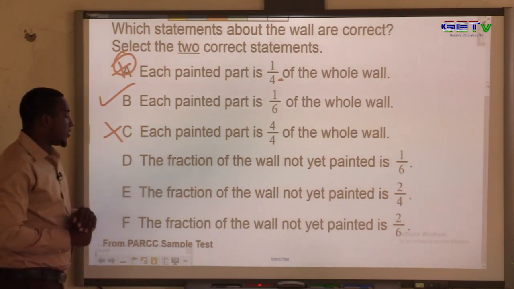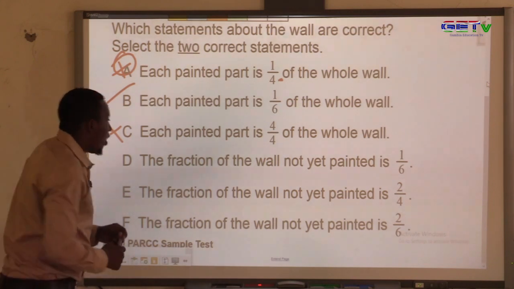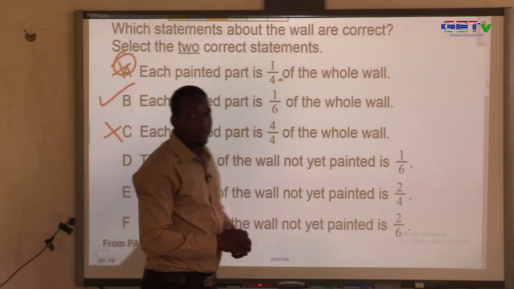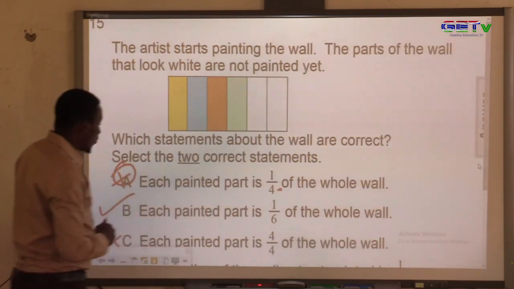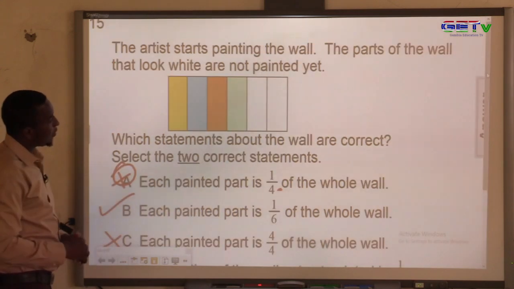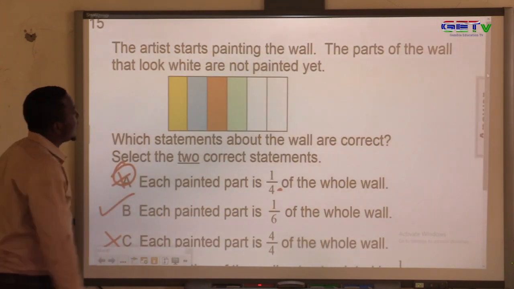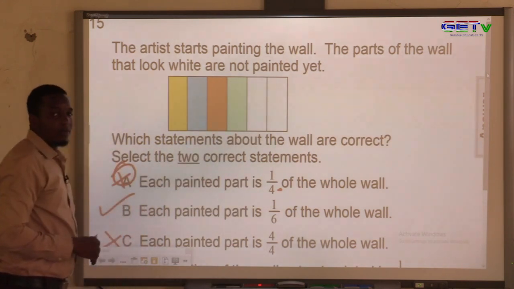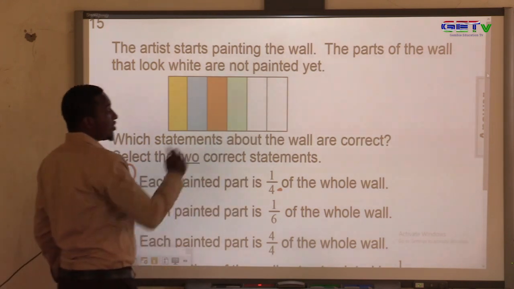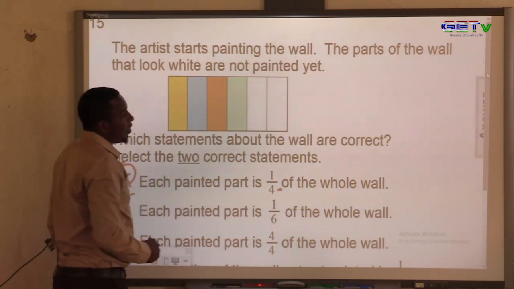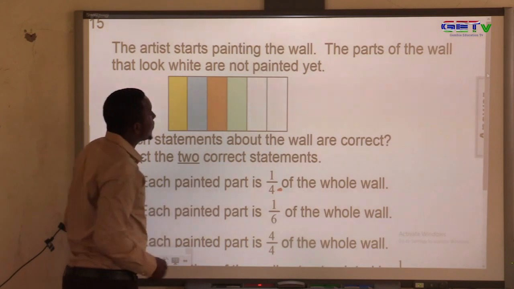We proceed to the next one, that is letter D. The statement reads, the fraction of the wall not yet painted is 1/6. Let's go back to the wall and confirm. The wall is divided into 6 equal parts. And let's see how many parts are painted and how many parts are not painted.